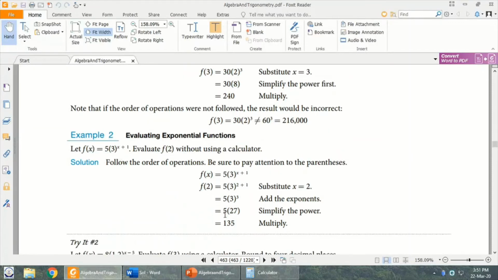Okay, so now we have another addition. We've asked you to do it without a calculator in the exam.